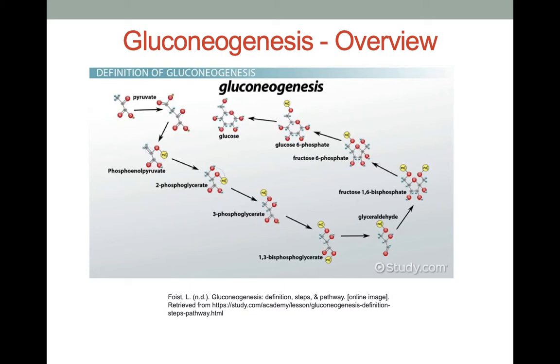We're going to end up with the same thing. What we start with in glycolysis, we're going to end with in gluconeogenesis. So they have opposites there, but they're not just reverse reactions. Gluconeogenesis does occur in all animals, plants, fungi, and microorganisms.